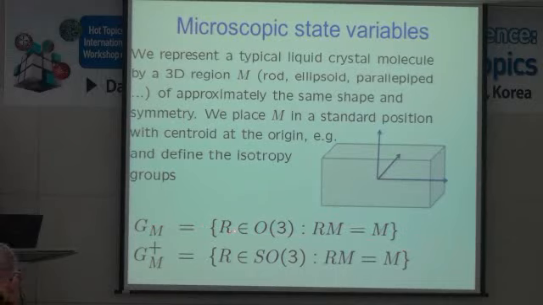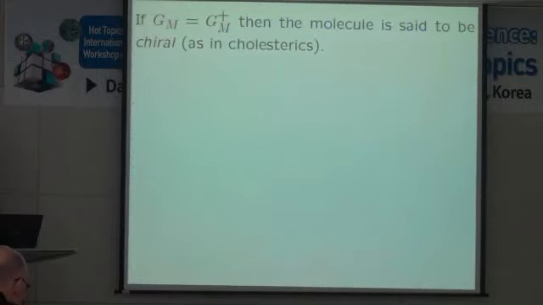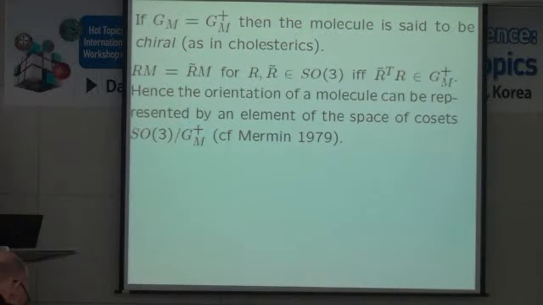Now, if those two are the same, that means that there's essentially no reflections which are symmetry elements, and then the molecule is said to be chiral. So that would be the case for cholesterics. Now, if you have two rotations, R and R tilde, when we use them to rotate M, the molecule, when do we get the same set? Well, that's when RM is equal to R tilde M as a set, and that happens if and only if R tilde transposed R is in this isotropy group GM plus.